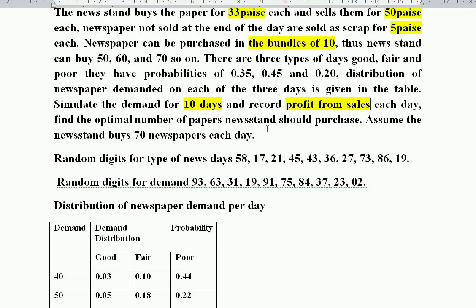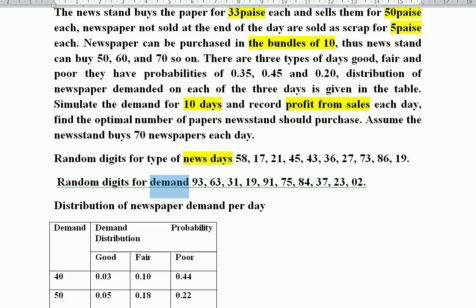Find the optimal number of papers the newsstand should purchase. Assume the newsstand buys 70 newspapers each day. Here they are given one assumption, that every day the newsstand buys 70 newspapers. The random digits for the type of news days are given as 58, 70, 21, 45, 43, 36, 27, 73, 86 and 19.